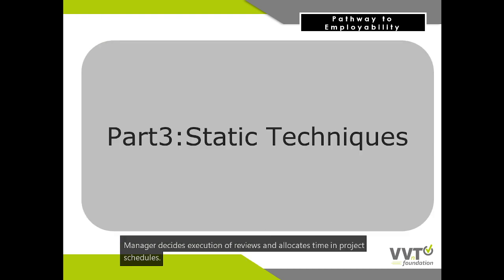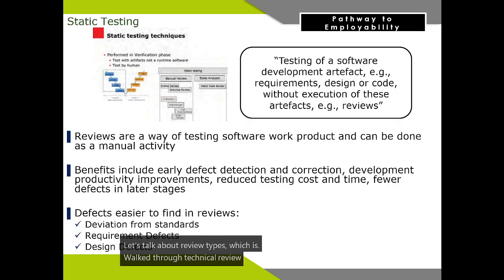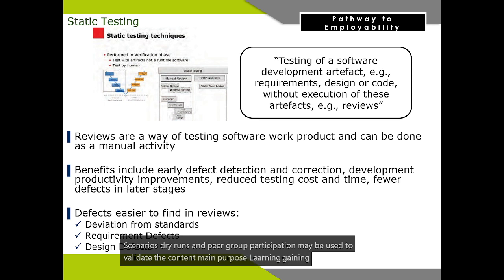Let's talk about review types, which are walkthrough, technical review, and inspection. Walkthrough. Meeting is led by the author, often a separate scribe is present. Scenarios, dry runs, and peer group participation may be used to validate the content. Main purpose: learning, gaining understanding, finding defects.